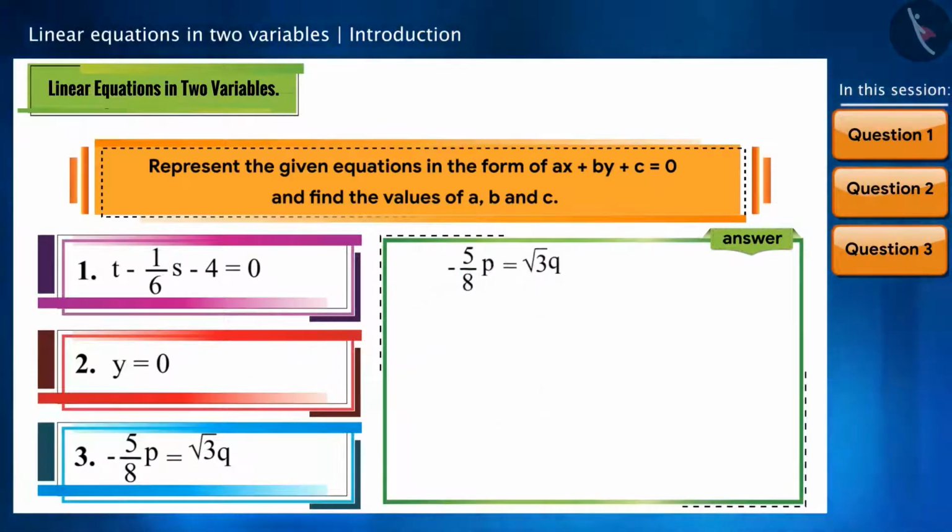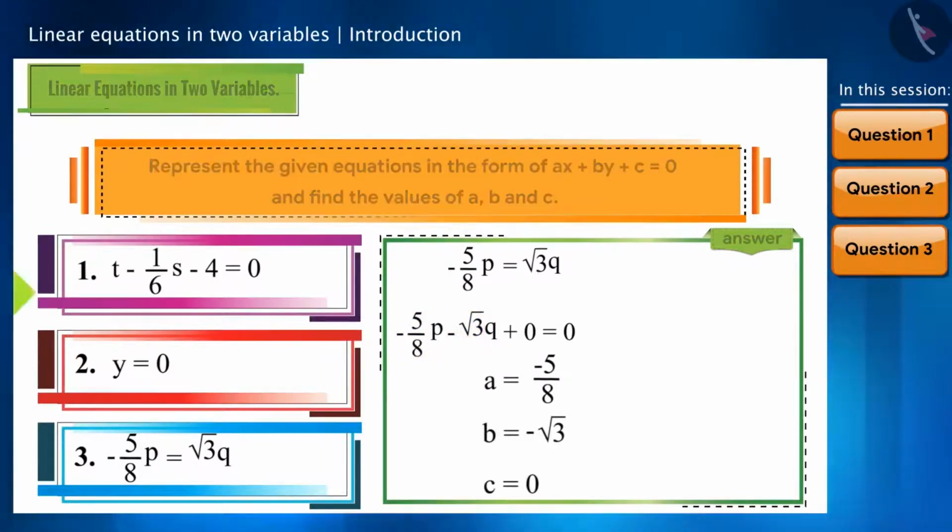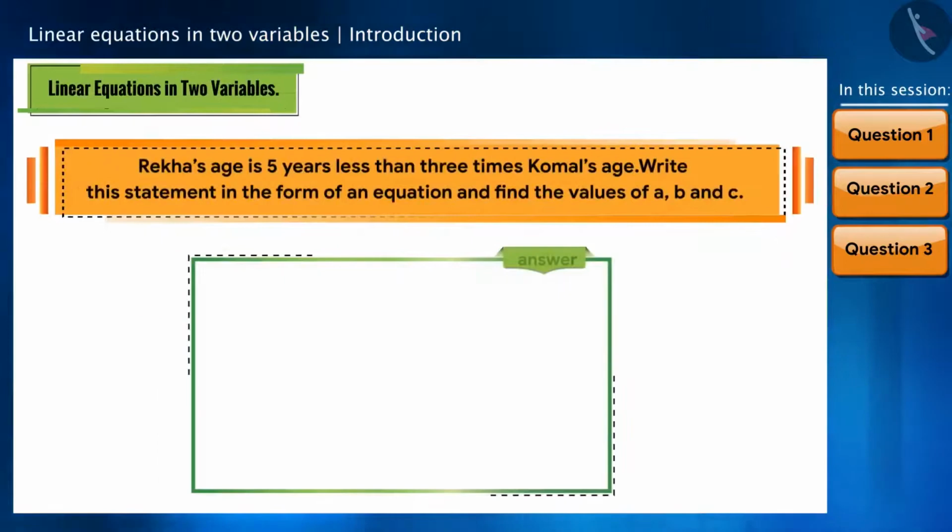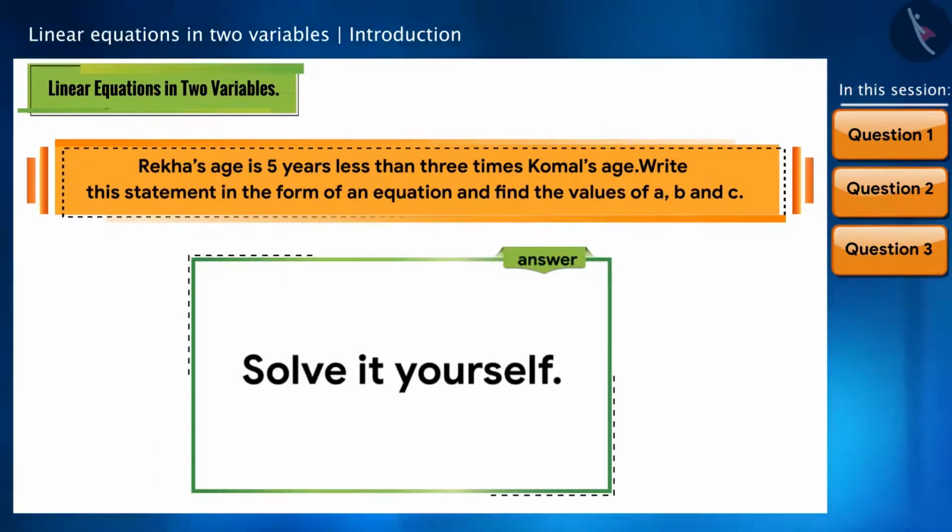Similarly, we will see the third equation also very carefully and write it in the general form. We will get a is equal to minus 5 by 8, b is equal to minus root 3 and c is equal to 0. As you go, here is one question that you should solve yourself.